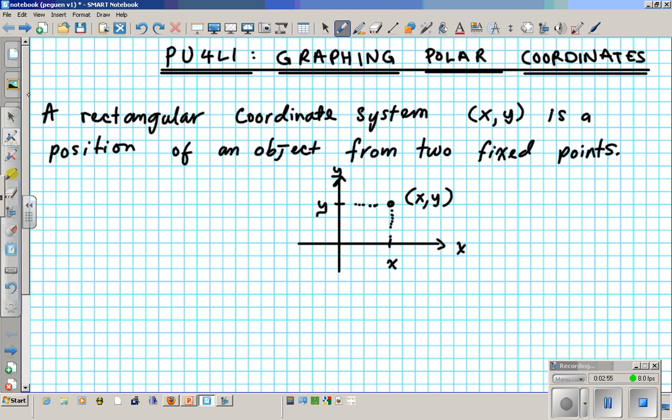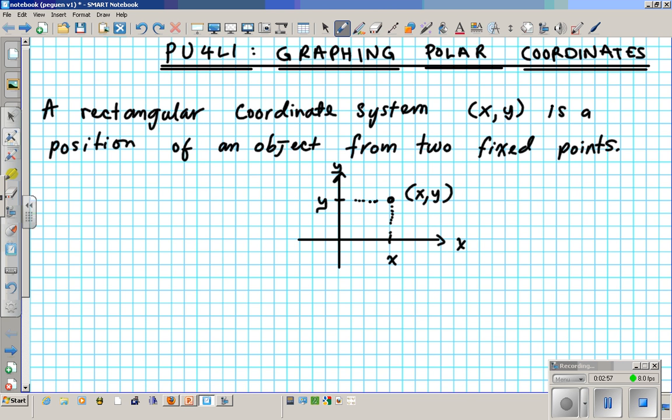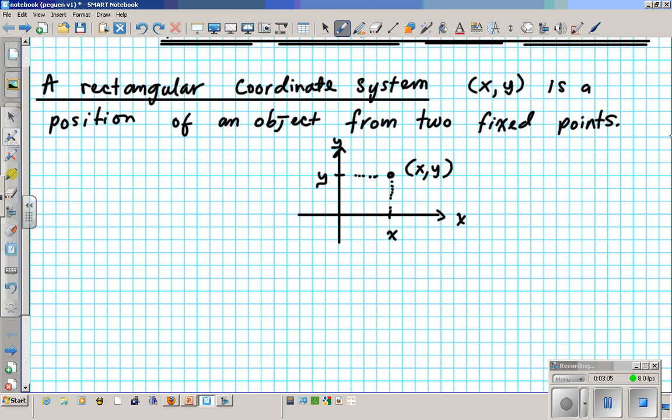Now what does a polar coordinate system look like? Well, let's define that next. Write this down. A polar coordinate system, instead of x, y, is going to be r, theta. r is for radius, theta is for angle. Okay, r is radius, theta is angle.